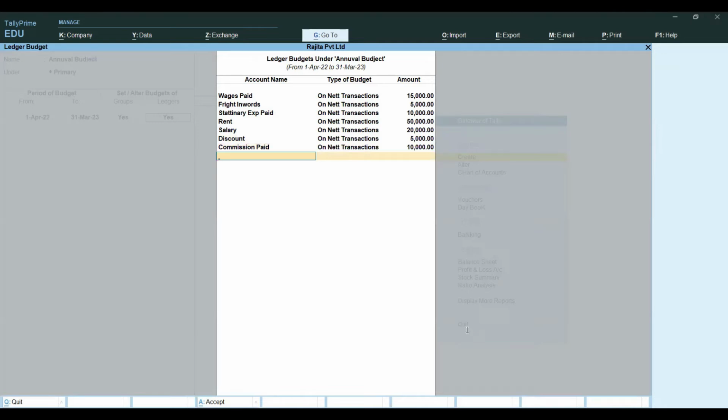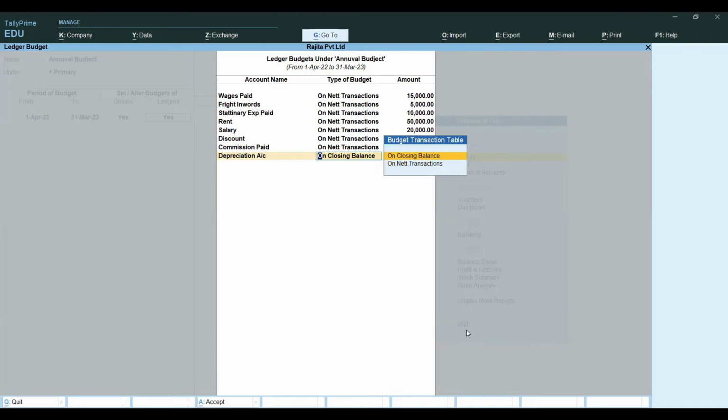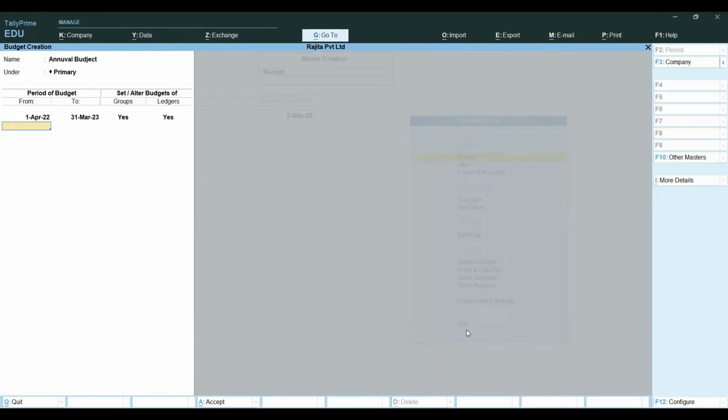Next, after commission, depreciation, ma. Depreciation already we have. On net transaction, depreciation expenses 5,000, ma. You understood now what I have done? Yes, ma'am. Now we have created our budget, ma. Enter, you can save it, ma.